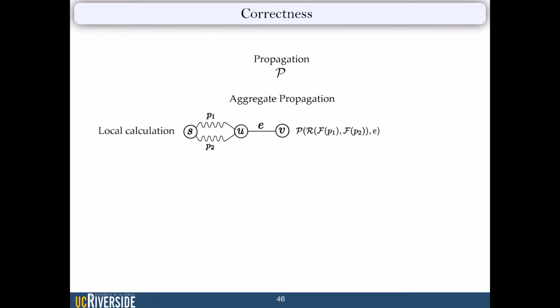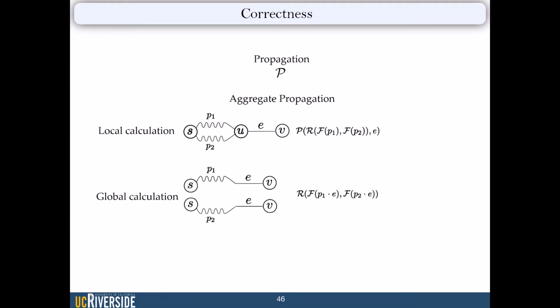The condition aggregate propagation is the crux of conditions for the propagation function. This condition states that reducing the path values of P1 and P2, then the local propagation of the result along the edge E, should be the same as the reduction of the global calculation of the path values for two extended paths P1E and P2E. Therefore, the condition checks for the following equality for the propagation function.